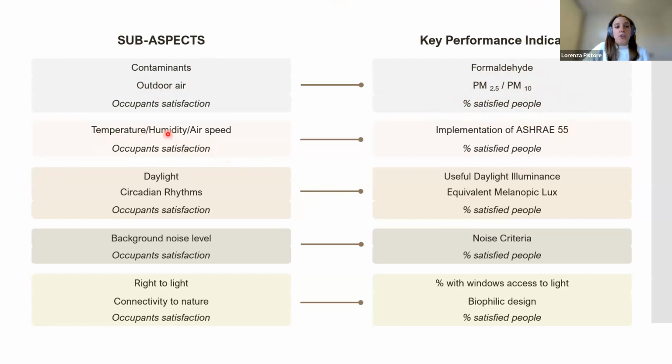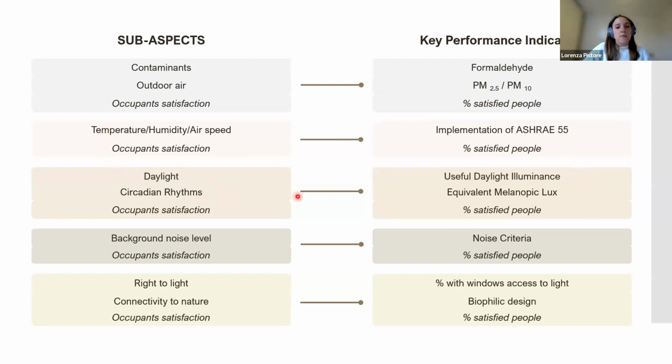For the part about temperature, humidity, and airspeed, we looked at the different standards and we recommended the implementation of the ASHRAE standard 55 for the evaluation of the thermal environment. For the daylight, we promoted the useful daylight illuminance KPI, which refers to the amount of daylight that is useful for the occupants, without causing glare or disrupting the visual environment. If we are able in an indoor environment to achieve a good useful daylight illuminance, we actually can avoid using electric light for most of the day.